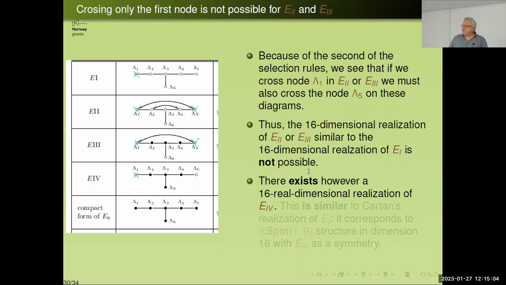There exists, however, a 16-dimensional realization of E4. Here I can do it because this is not connected. And so this one can be realized in dimension 16, this one in dimension 16, but these two cannot be realized in dimension 16. Actually, the lowest dimension in which these two can be realized is 21, corresponding to this cross here.